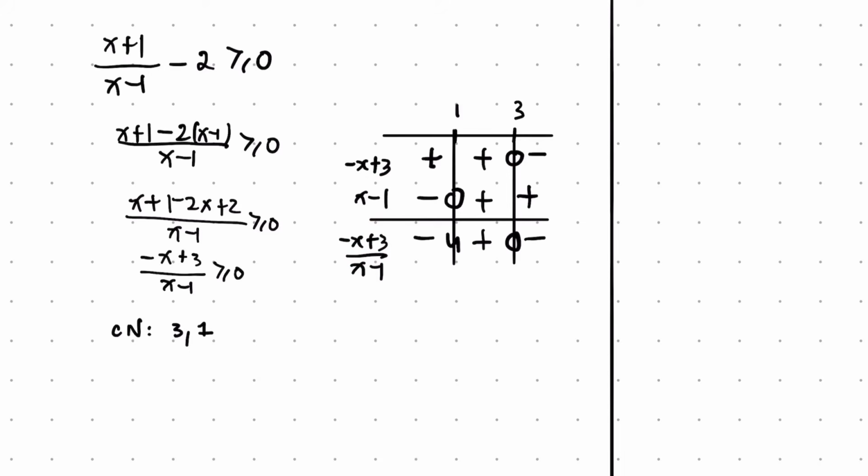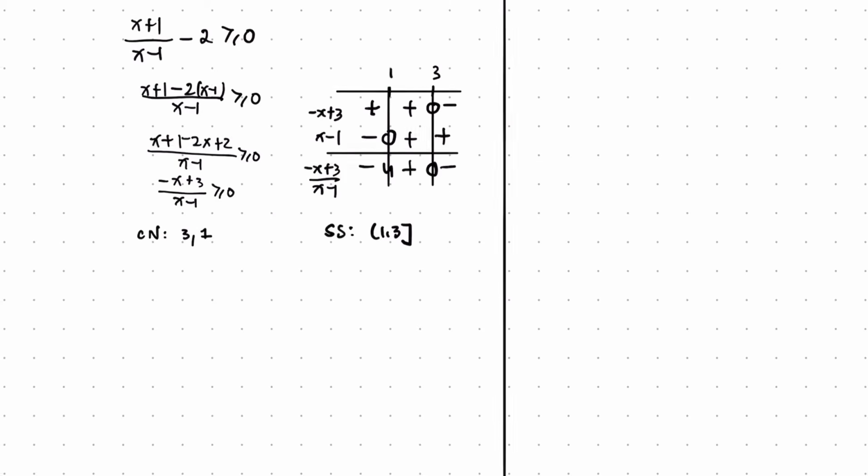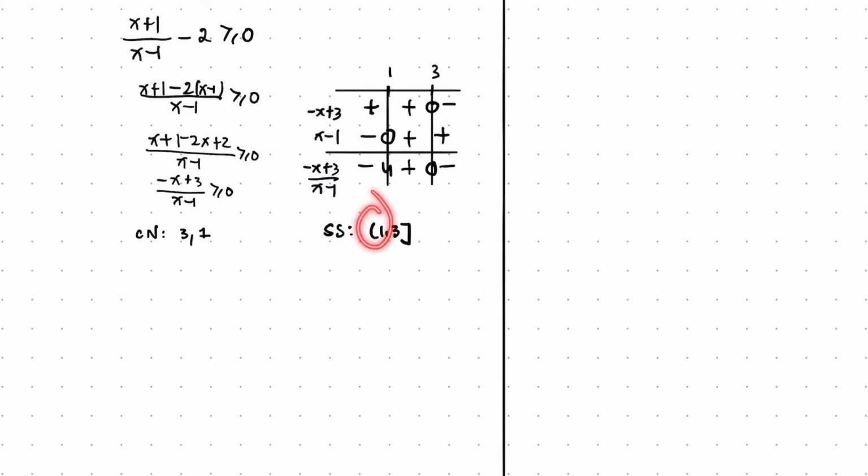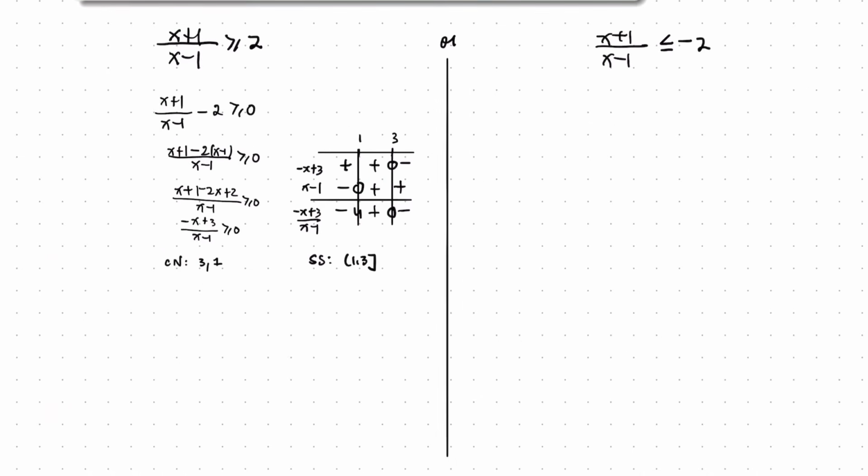So, 0 over non-0 is 0. Pero ang gusto mo lang, kung saan siya greater than or equal to 0, which is this interval. Hindi kasali yung 1. So, 1 to 3, not including 1. So, the solution set for this part lang ay 1 to 3, hindi kasali si 1. Kaya parenthesis yung kay 1. And then we will do the same doon sa sunod na inequality natin.